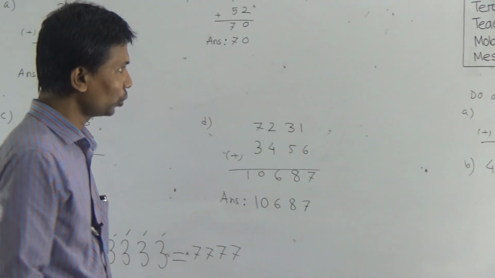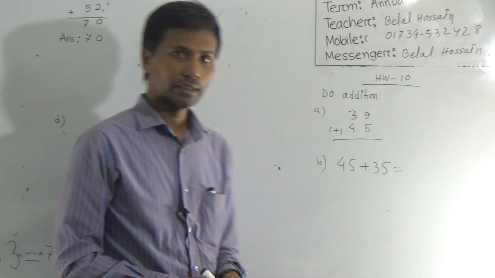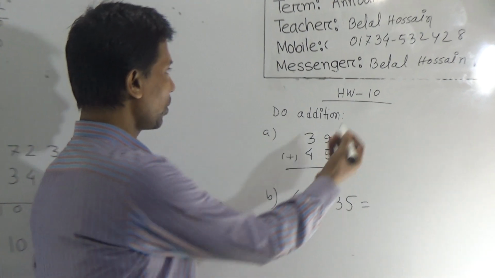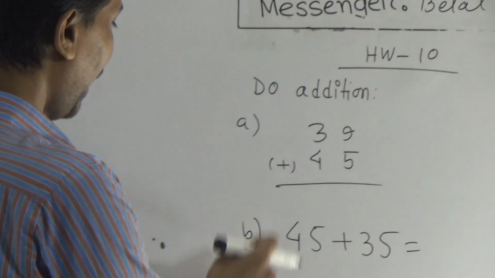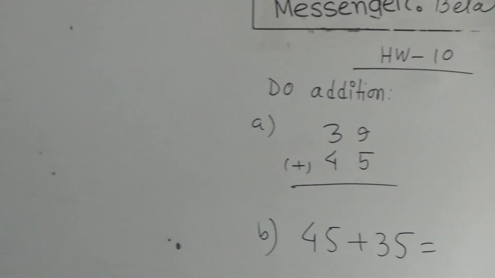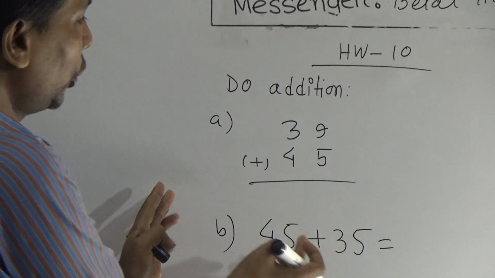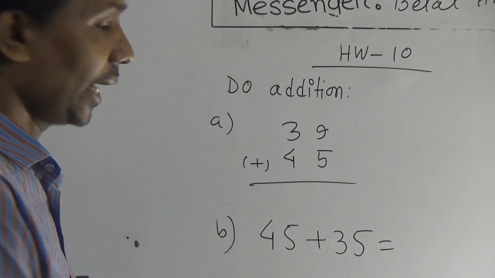Now I want to talk with you about our SW. Today our SW number 10: do addition, A number and B number. You do the addition. Similarly, in this way. All are addition with carrying.